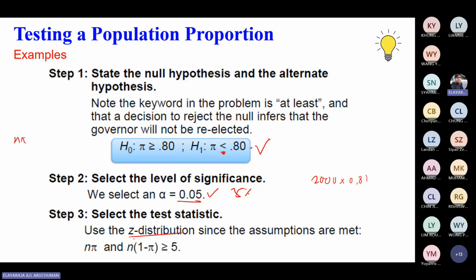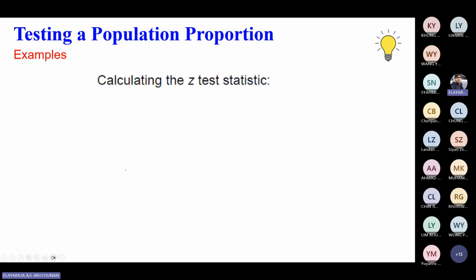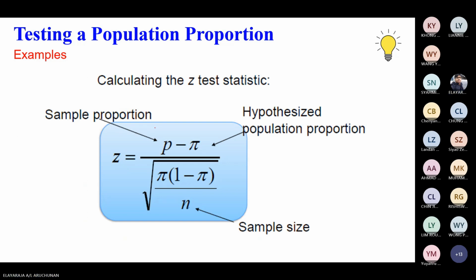Okay, so we got around 160, something like that, right? Okay, so then since it's greater than 5, we choose the z distribution. First step, recall the formula, the one I taught in the one sample hypothesis testing. So you use the same formula.